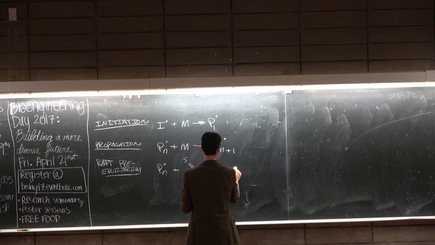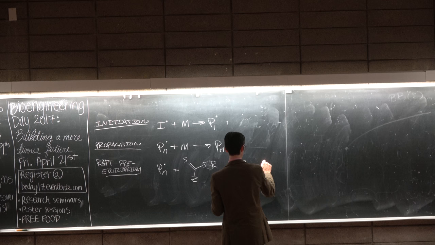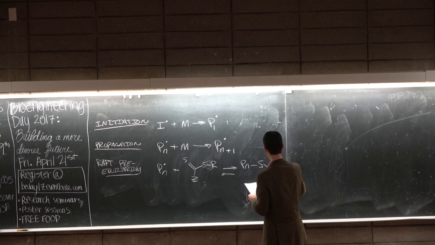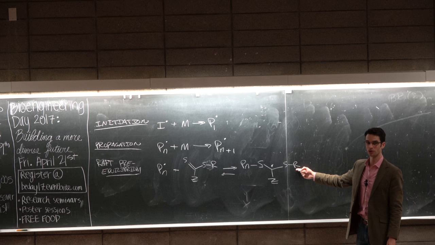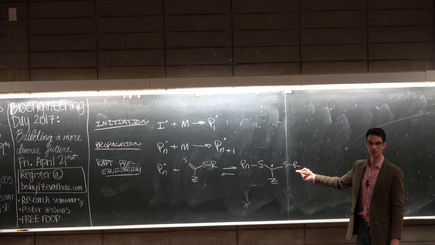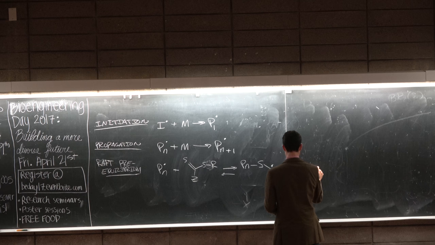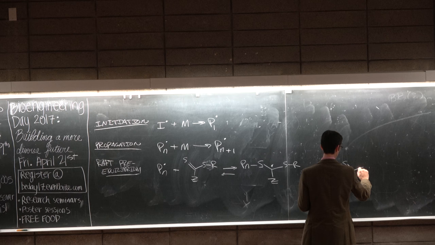And we have some equilibrium where the Pn reacts with the sulfur group to give you a radical on the RAFT agent. Now here, what happens is that we've chosen our R group so that it's also a stable radical but is capable of initiating chains. So this bond undergoes a homolytic cleavage to give you the Pn stuck to the RAFT agent, plus R dot.